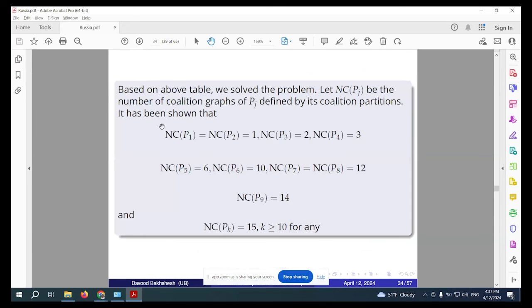According to this table, we obtain this result. Let NCPj be the number of coalition graphs of Pj defined by its coalition partitions. We show that NCP1 is equal to NCP2 is equal to 1, NCP3 is equal to 2, NCP4 is equal to 3, NCP5 is equal to 6, NCP6 is equal to 10, NCP7 is equal to NCP8 is equal to 12, and NCP9 is equal to 14. And finally, for any integer k with k at least 10, we prove that NCPk is equal to 15.